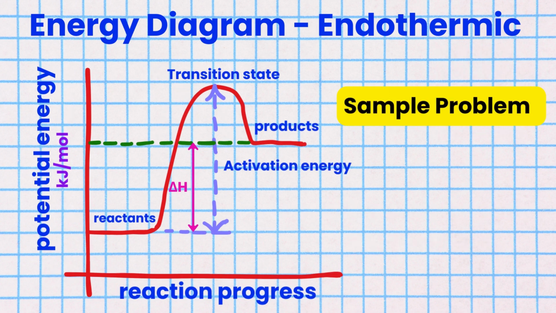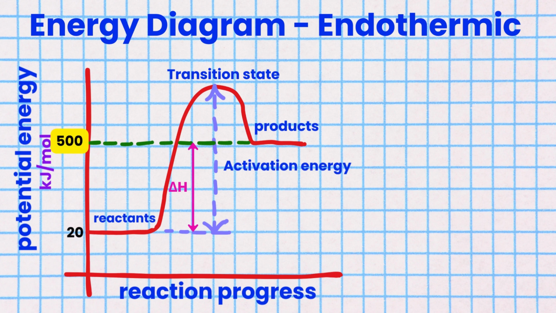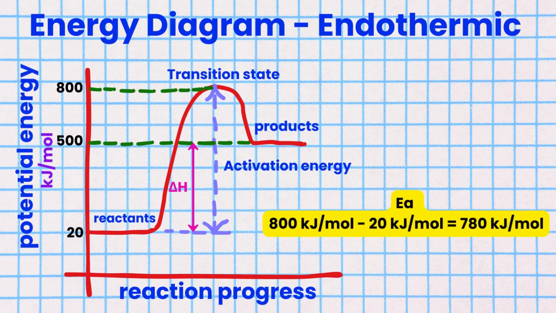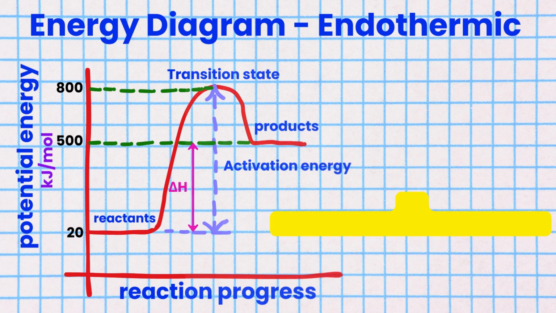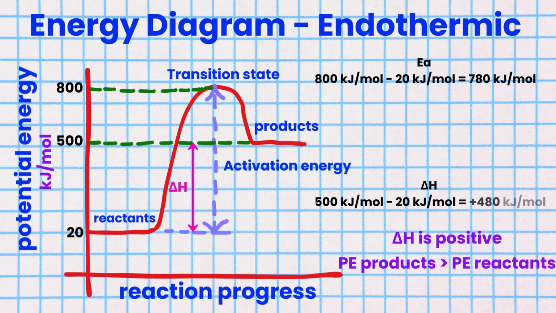Let us assign some fictitious values to an endothermic reaction energy diagram. PE of the reactants is 20 kilojoules per mole, PE of the products is 500 kilojoules per mole, the transition state peak is 800 kilojoules per mole, so activation energy equals 800 minus 20, which equals 780 kilojoules per mole. Change in system enthalpy equals 500 minus 20, which equals plus 480 kilojoules per mole. Since delta H is positive, it's an endothermic reaction.